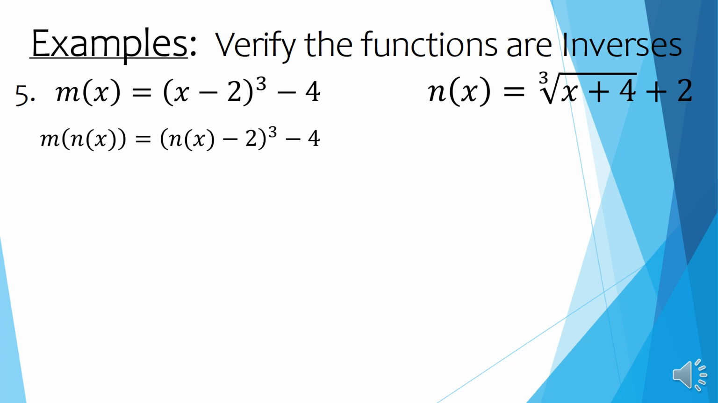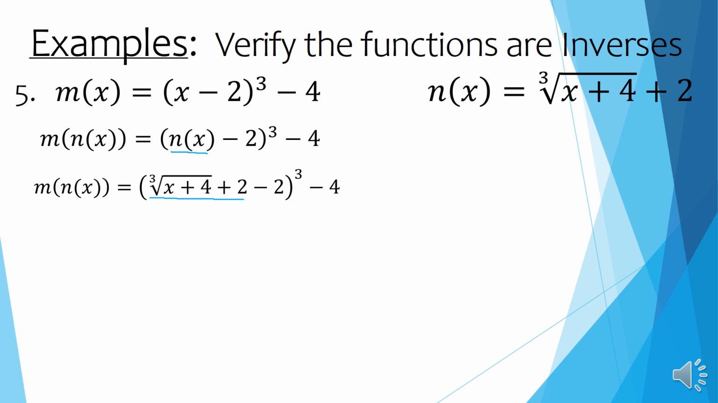You don't have to write this step. I just do it to kind of help us out, showing that the x is being replaced with the other function. You can jump to what we're going to do next. m of n of x equals the cubed root of x plus 4 plus 2. All of that part I just read is n of x. Minus 2 all raised to the third power, and then minus 4.